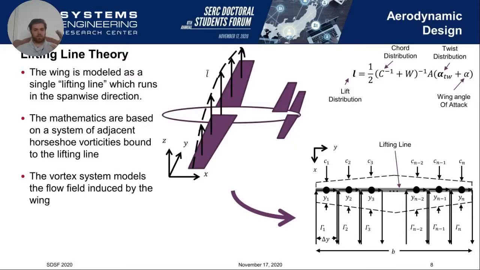The twist distribution is how that wing is twisted as you go from the root to the tip. A lot of the times wings won't just be linearly extruded. There will be some twist to it. So we want to figure out what's the chord and the twist of our wing. And typically we want that to create some sort of lift distribution, the distribution of lift as you go across the span. So how can we tailor the geometry to give the desired aerodynamics?